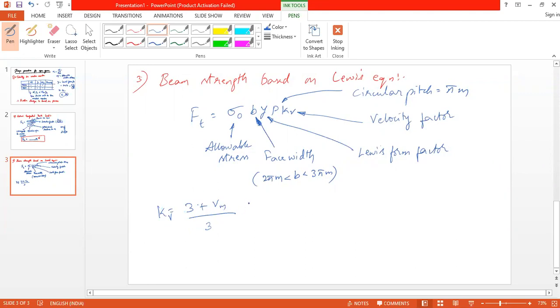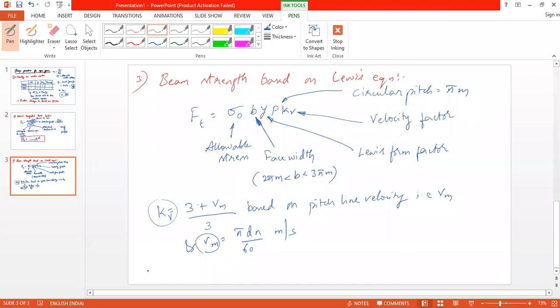There are so many equations based on pitch line velocity, that is V. Vm is equal to pi d n by 60, in meters per second. You should be very careful about the unit. So if you know the value of Vm, you can get the value of kV.